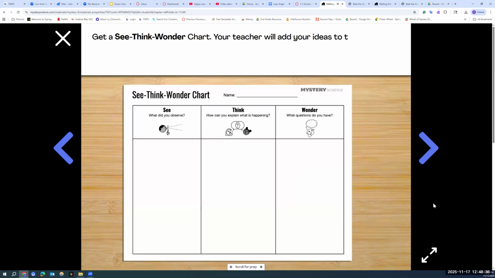Get a See, Think, Wonder chart. Okay, just make it. You will be turning this in today, so make sure you do this piece. See, what did you see? Think, how can you explain what happened? And wonder, what questions do you have? So as we go through, you're going to fill out your chart. You may stop and pause at any moment.